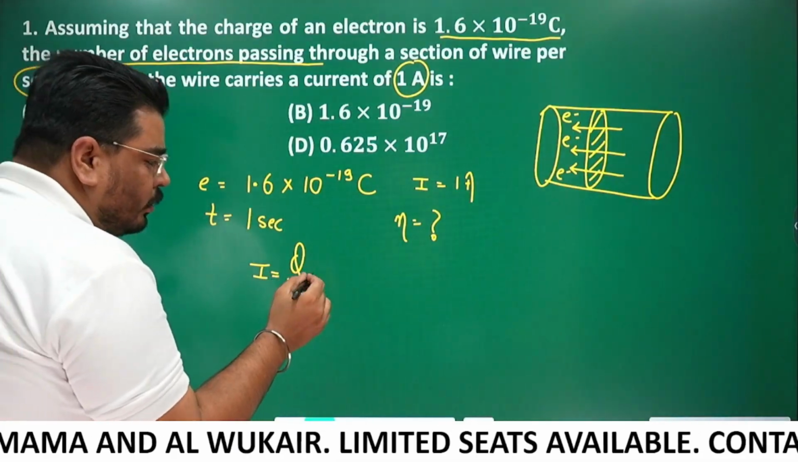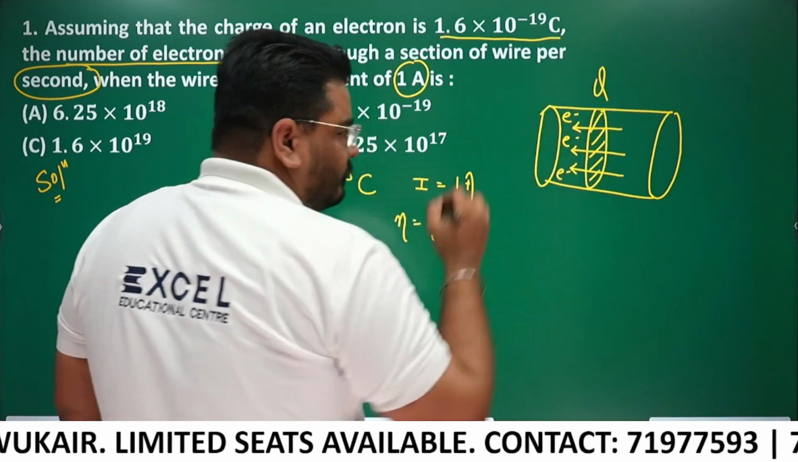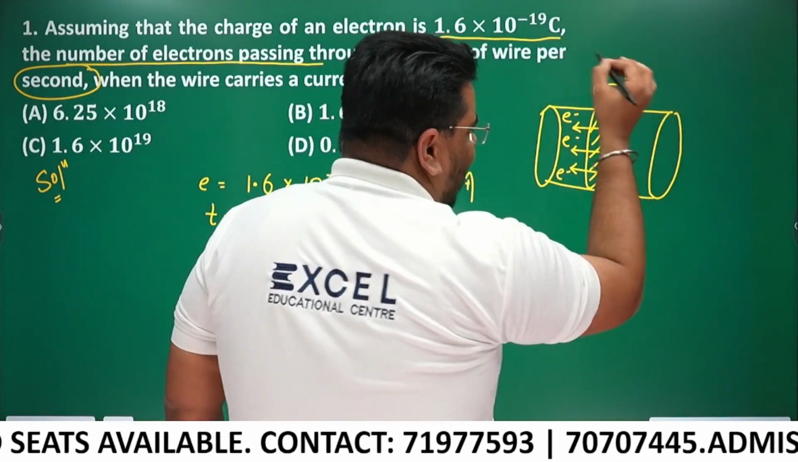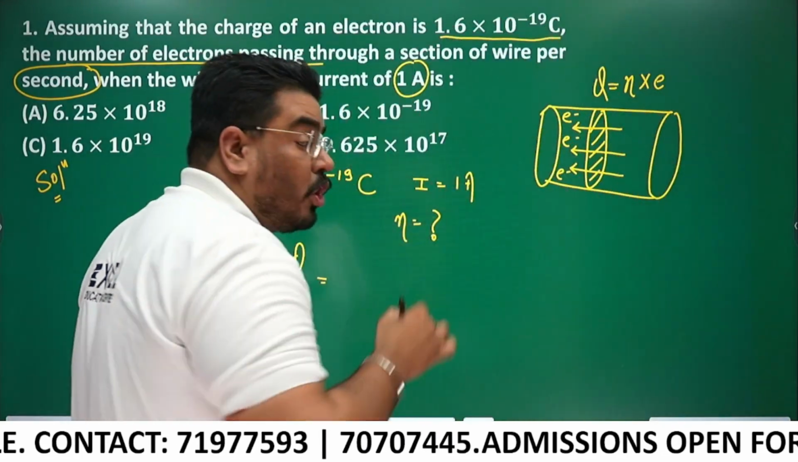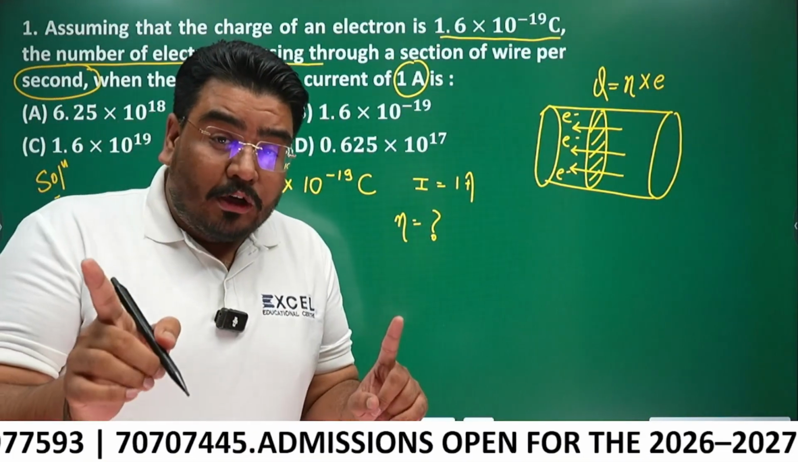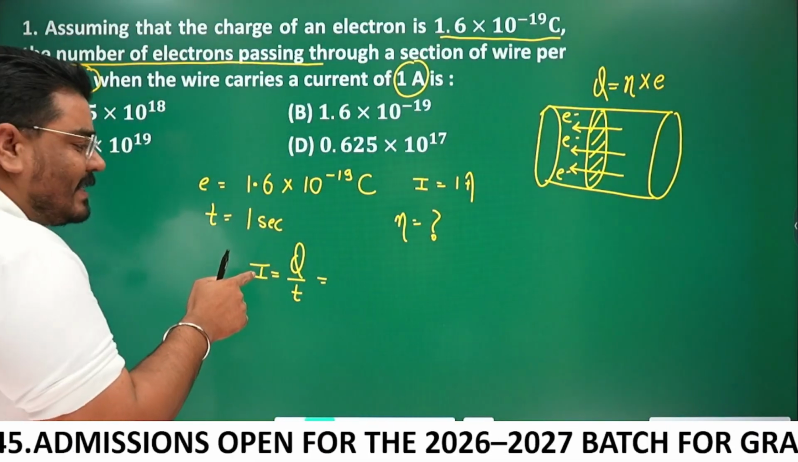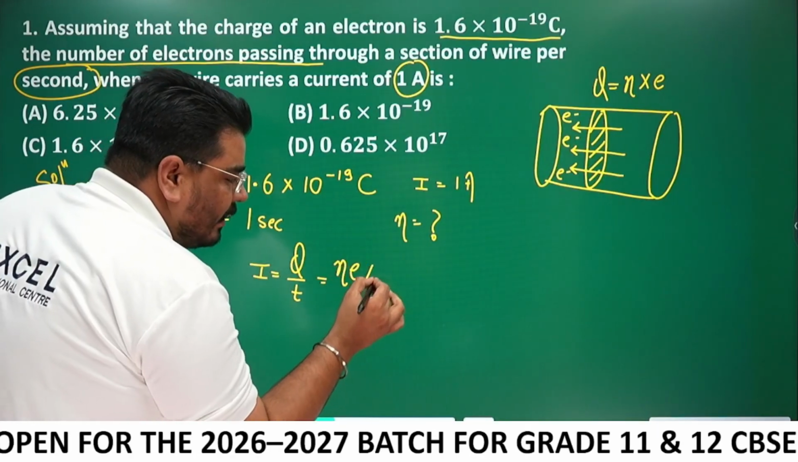I is equal to Q by T, and for the total charge that passes through this, if I say the number of electrons that are passing are N, so total charge will be what? Number of electrons into the charge on 1 electron. So the formula I is equal to Q by T can be written as I equals Ne by T.